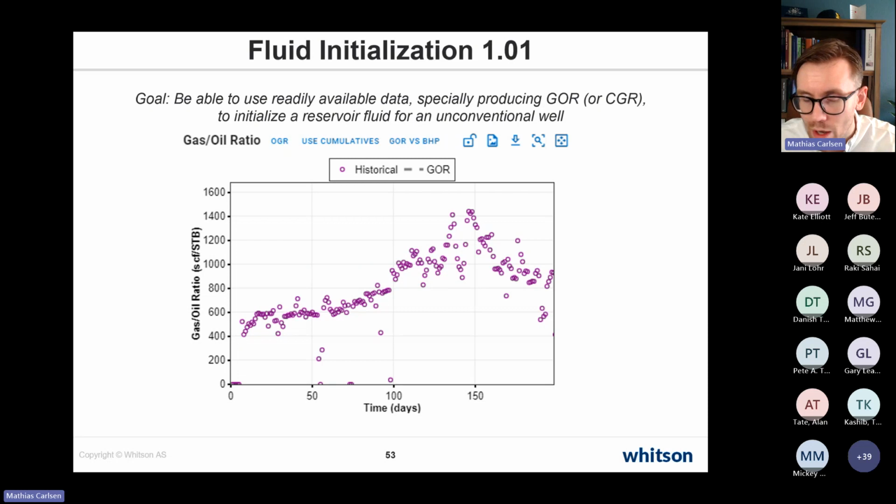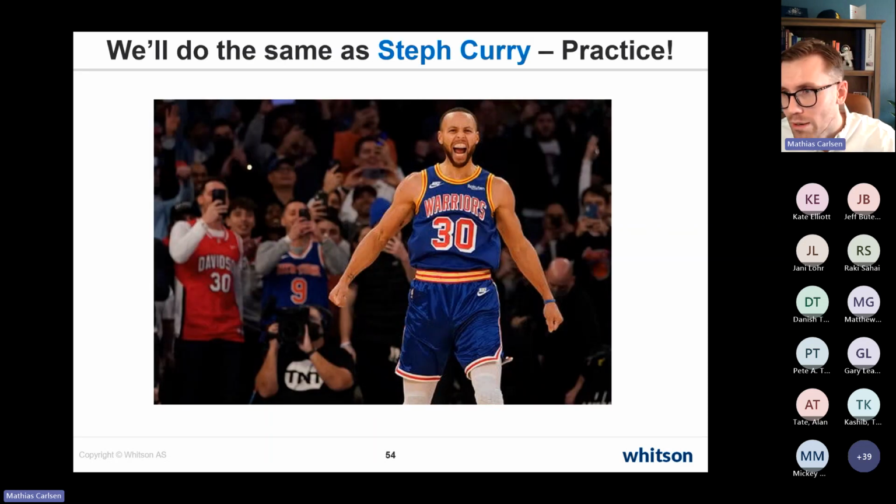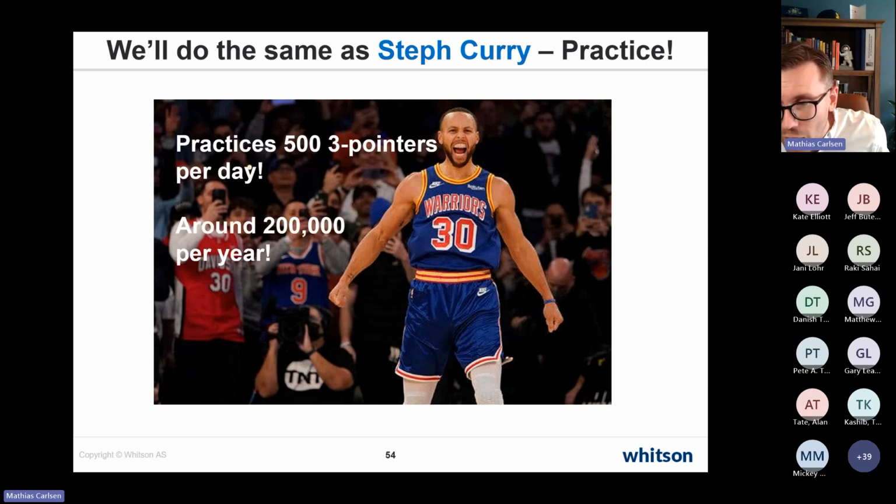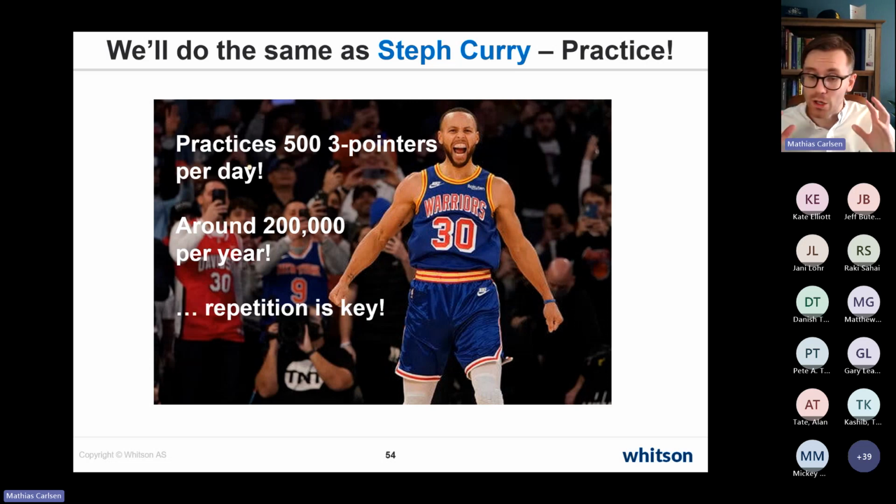And we're going to do exactly the same thing as Steph Curry. I'm not big into basketball, but I heard that this guy is like the world's best 3-point shooter. When you listen to how much he practiced it, he was doing 500 3-point shots a day, which means that it's around 200,000 shots per year. Again, if you want to be good, you need to repeat. And that's actually what we're going to do now.